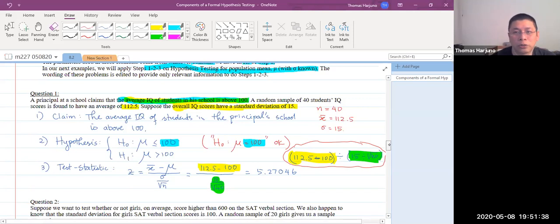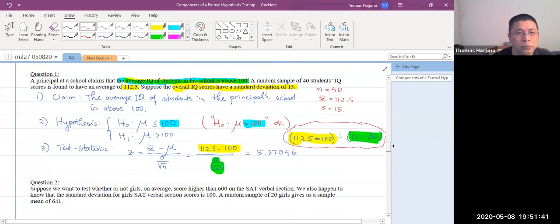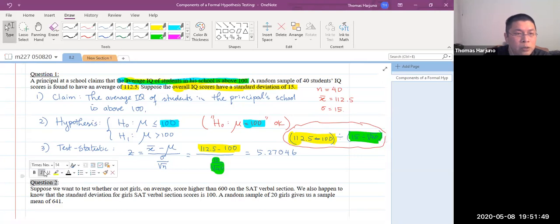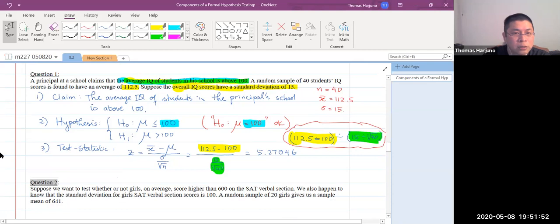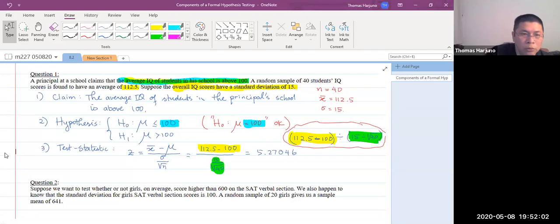Let me go on to question 2. Suppose we want to test whether or not girls, on average, score higher than 600 on the SAT verbal section. We also happen to know that the standard deviation for girls' SAT verbal section scores is 100. A random sample of 20 girls gives us a sample mean of 641.